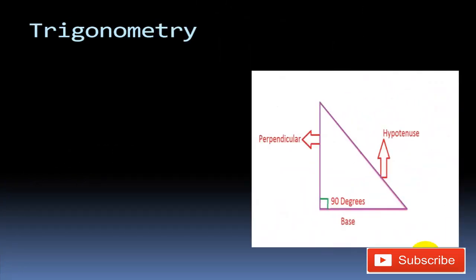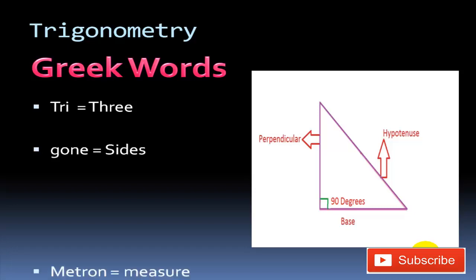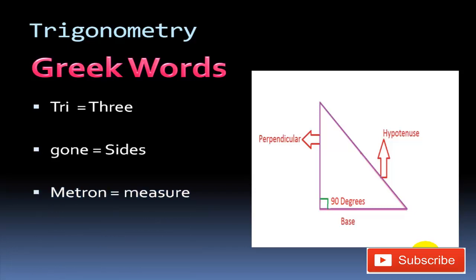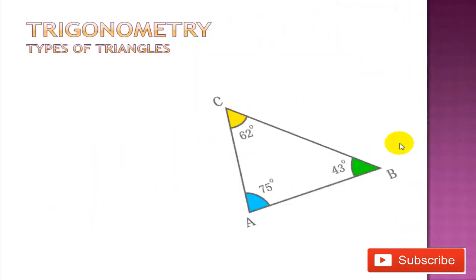Trigonometry. The word trigonometry is derived from the Greek words tri meaning three, gon meaning sides, and metron meaning measures. Trigonometry is the study of the relationship between the sides and angles of a triangle. These are the three sides and these are the three angles. Trigonometry is the study of the relationship between these three sides and the three angles of a triangle. We have already learned triangles and their properties in the previous class.